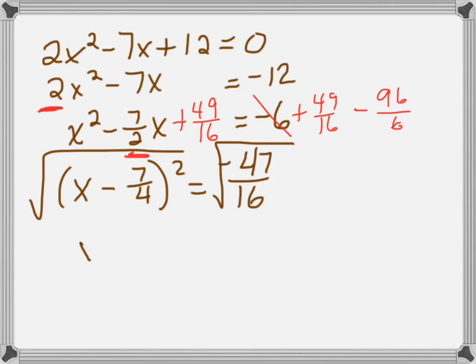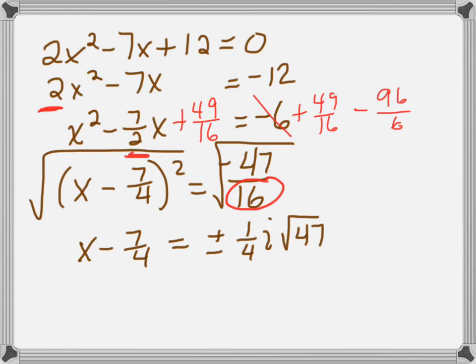Then we square root both sides, and we get x minus 7/4 equals plus or minus 1/4, because we are taking the square root of that 16, but the 16 is in the denominator, hence why we got the 1/4. And then we have I, and then square root of 47. 47 is a prime number, so we can't divide that up anymore. The I comes from the square root of the negative value that's right here. So then we add 7/4 to both sides, giving us x equals 7/4 plus or minus 1/4 of I square root of 47.